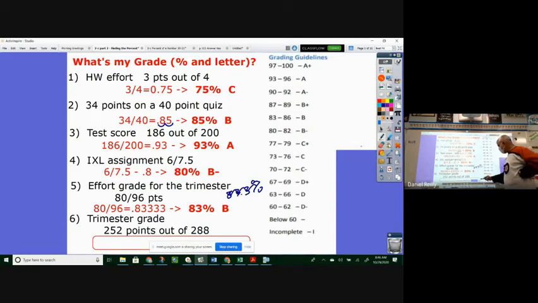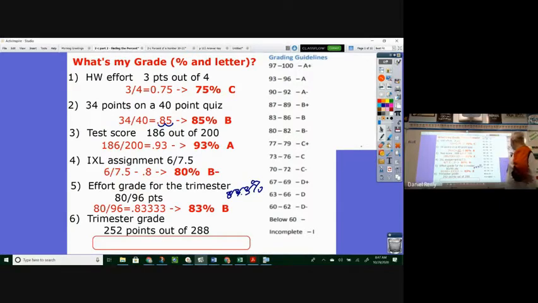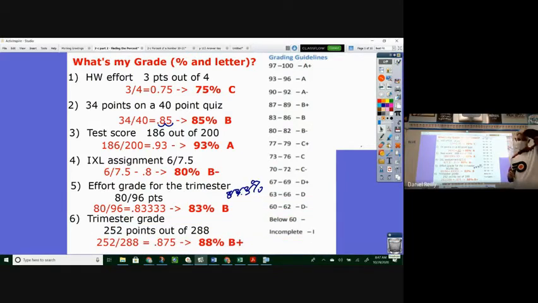Lastly, for the end of the trimester here, this person gets 252 points out of 288 points. Is this person happy at the end of the trimester? Yes, they are, because what grade did they get? A B plus. Now, some people might not be happy with a B plus. Other people would cut off a finger for a B plus. It depends on what kind of student you are, right? Some people, a B plus would be disappointing, and some people would be ecstatic. And that's okay. Everyone has their own individual goals that they should be working towards, right?